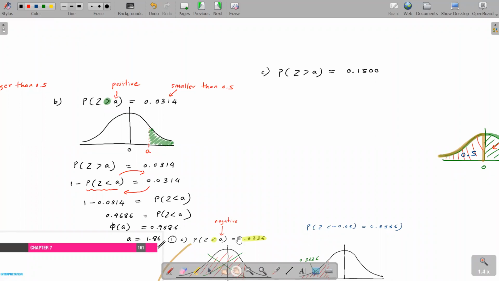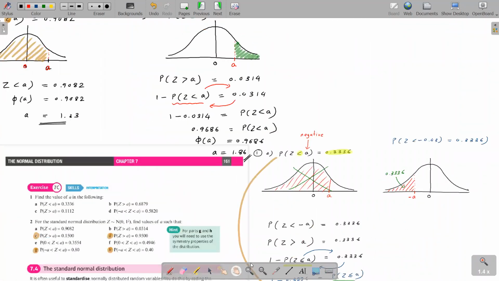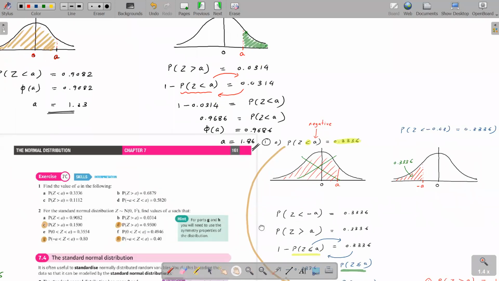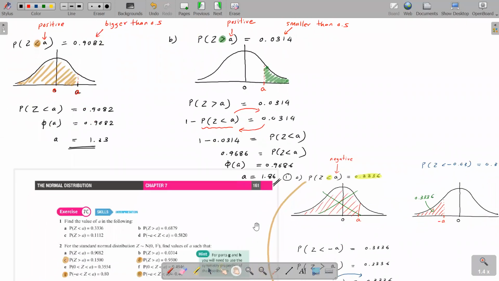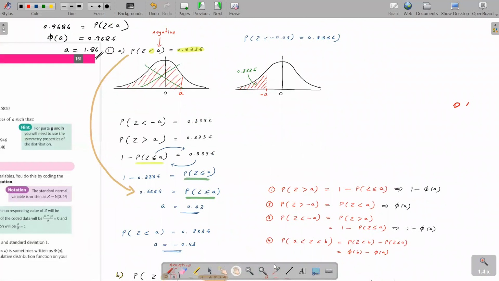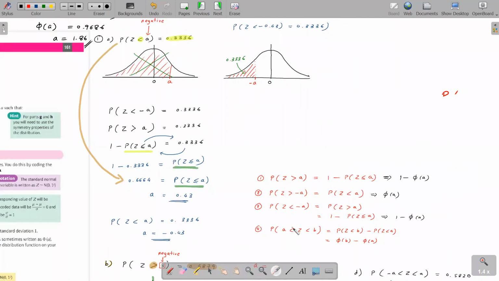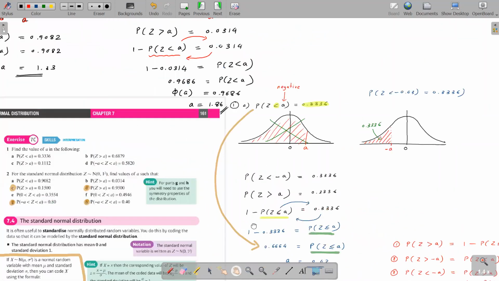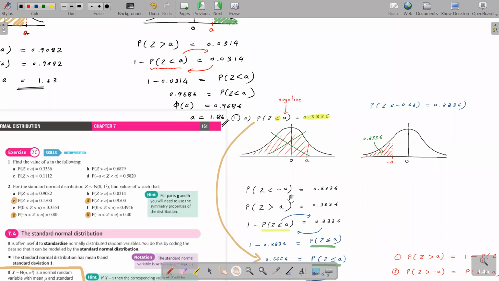Okay, guys, we'll move on to part C. Here, parts C and D and G and H. Here I have to show you a little bit of a new technique. At this point, I believe you are capable of deciding whether A is positive or negative, and you know how to convert whatever they've given you into the format you require. I've given you these 4 rules, so you know how to convert everything to Z less than A. Now let's see the problems we face in parts C and D.